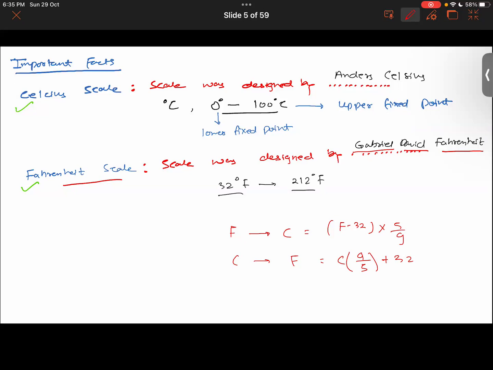Okay. And then we had other formulas also, like if you were to directly convert from, let's say, Fahrenheit to Kelvin, then what is the formula we will be using? First, we will be converting Fahrenheit into Celsius, and then we will add 273 to it, right? Yes, that is the formula which we will be using.